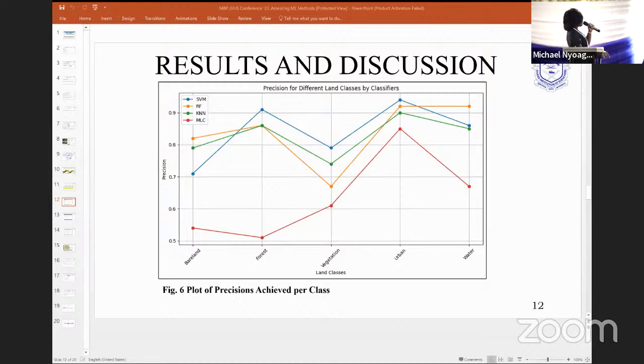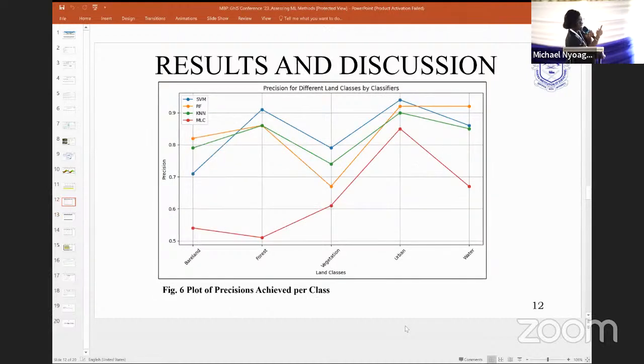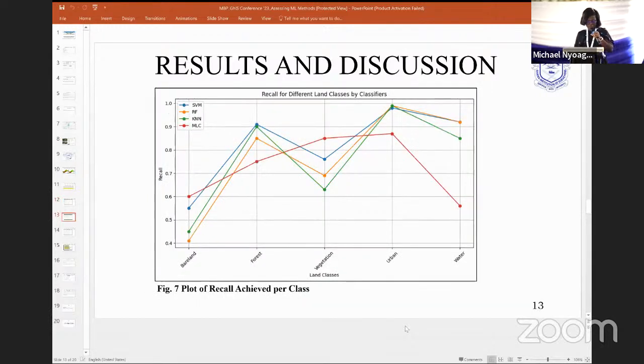Now, if you compare the maximum likelihood, which is shown in red, we can see that the recall for bare land was the highest. It gave the highest when it was learning. That is for the first land cover class, which is bare land, and the red represents the maximum likelihood classifier. But then when it was doing the prediction, it had the least accuracy metric when it was predicting for bare land.